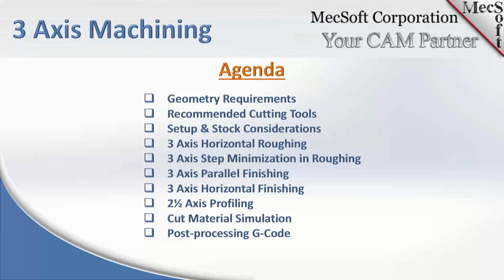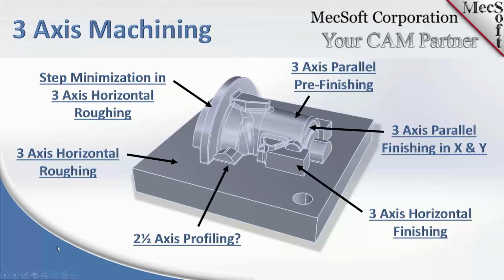Then he also is going to talk a little bit about 2-axis profiling, just to show the differences between 3-axis machining operations and what the 2-axis profiling is going to do, especially in the context of mold machining. And of course, he's going to be talking about cut material simulation, and then finally post-processing and outputting of the G-code.